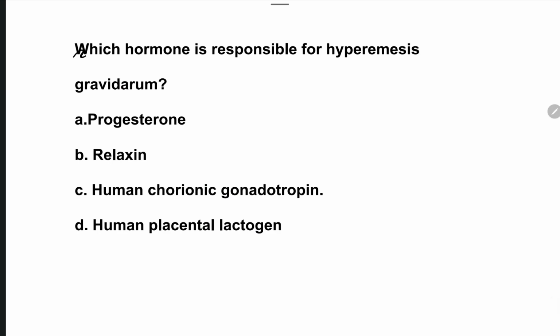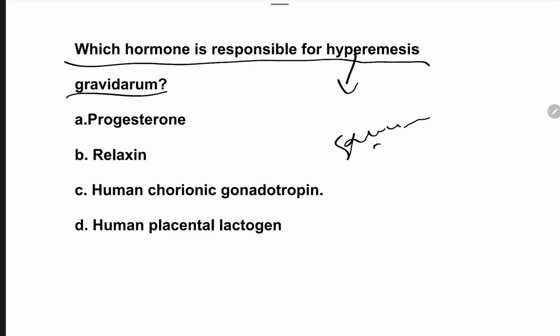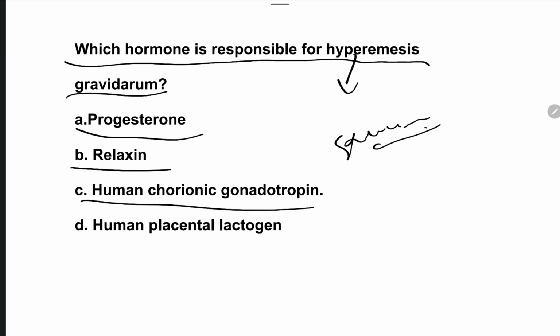The next one is which hormone is responsible for hyperemesis gravidarum? Hyperemesis gravidarum is nothing but excessive vomiting and nausea. Options are progesterone, relaxin, HCG, human placental lactogen. The right one is option C, HCG. So this hormone is the cause for the hyperemesis gravidarum.